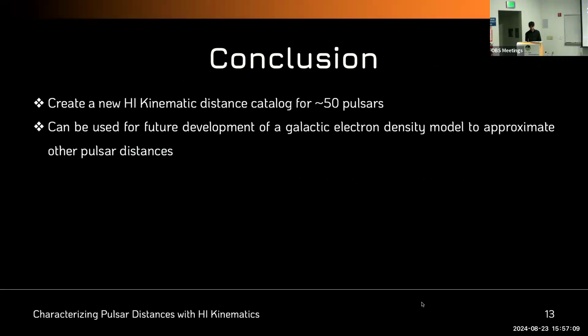So in conclusion, we want to create a new H1 kinematic distance catalog for these 50 pulsars that haven't been updated since 1990. And this can be used to develop a new galactic electron density model for the galaxy, which can help us study the ISM a little bit more clearly, and also determine distance measurements of other pulsars. Thank you.